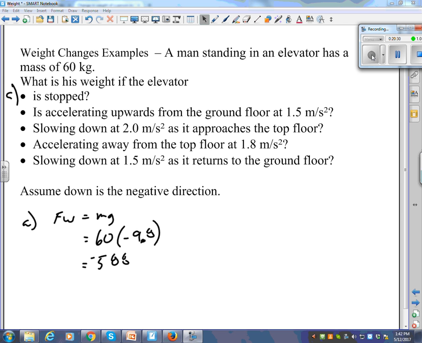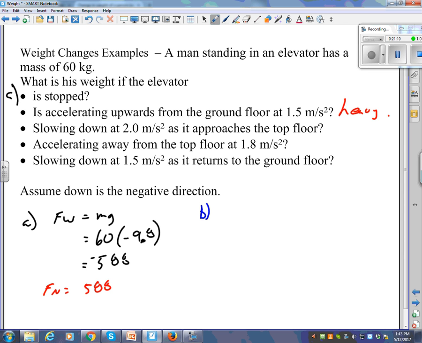So, part B is accelerating upwards from the ground floor at 1.5. So you're at the ground floor and you're accelerating upwards. Immediately you should realize that he's going to weigh more, heavier. It's just the direction of the force, right? Technically here, the normal force would be positive 588. So we do have to be careful with our positives and negatives, not so much there, but when we get to the next section. So we know that he's going to weigh more.